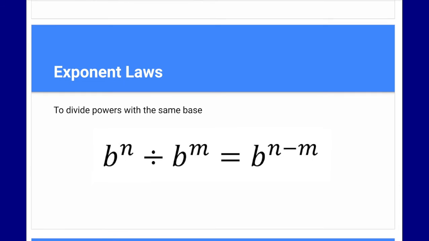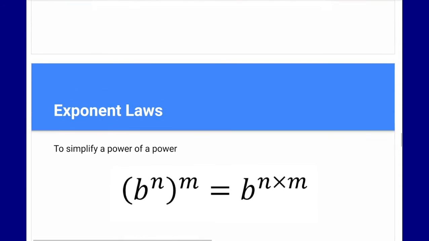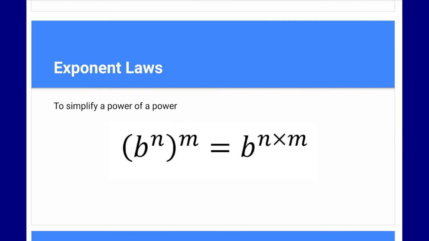When we're dividing powers, we're going to subtract. b to the power of n divided by b to the power of m equals b to the power of n minus m. And finally, the last law we're going to look at today is to simplify the power of a power. b to the power of n to the power of m equals b to the power of n times m. We multiply our exponents.